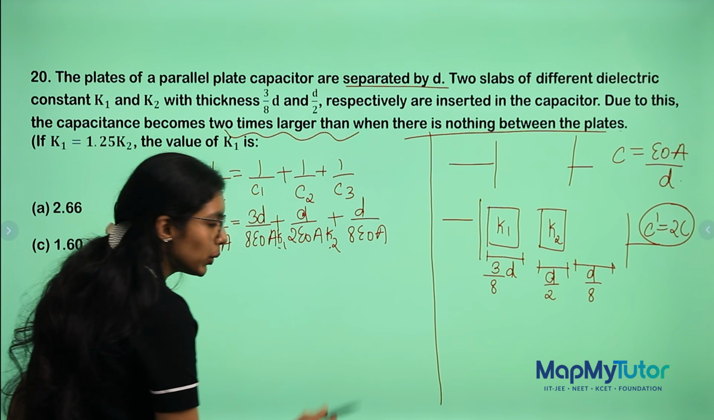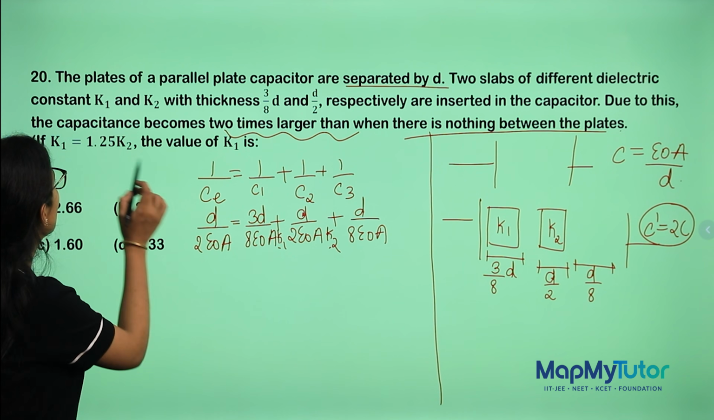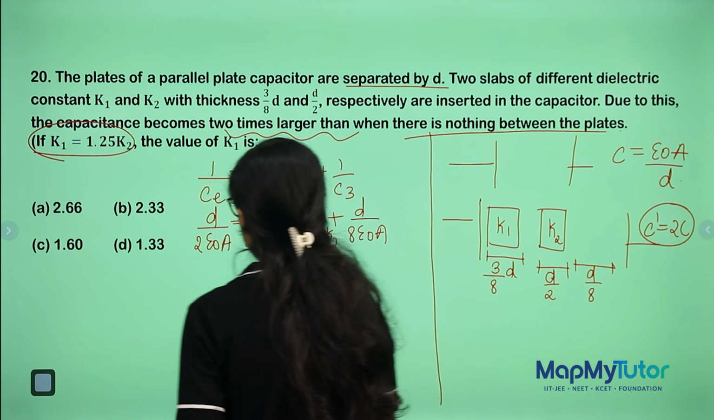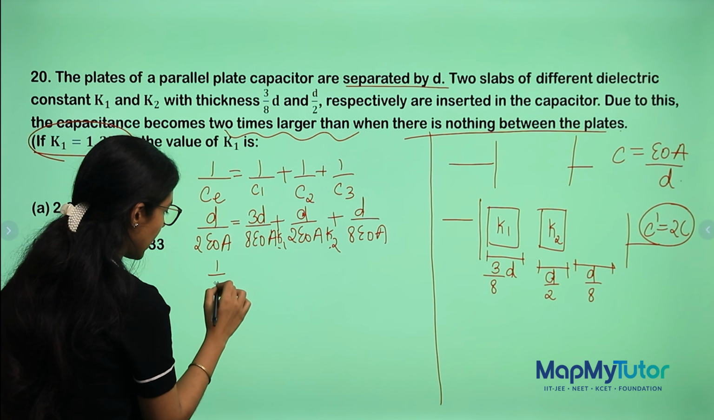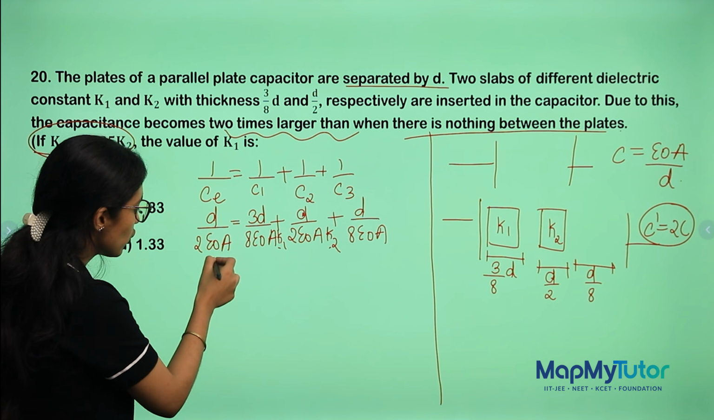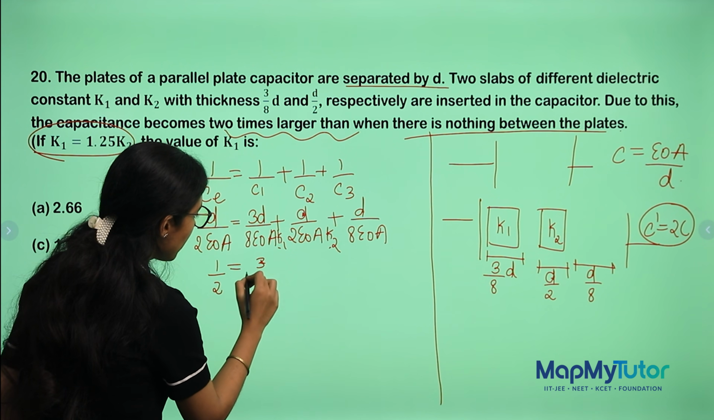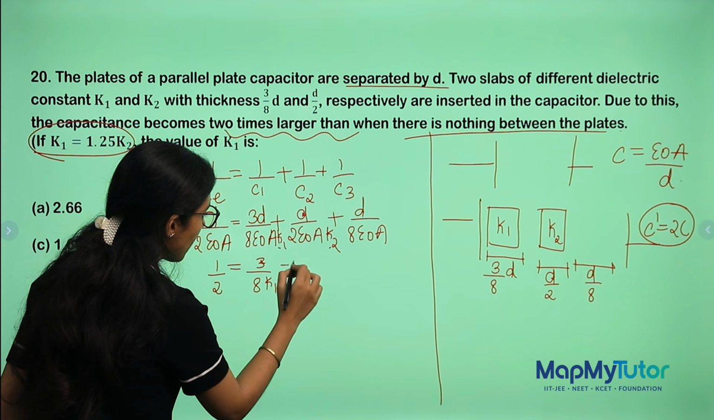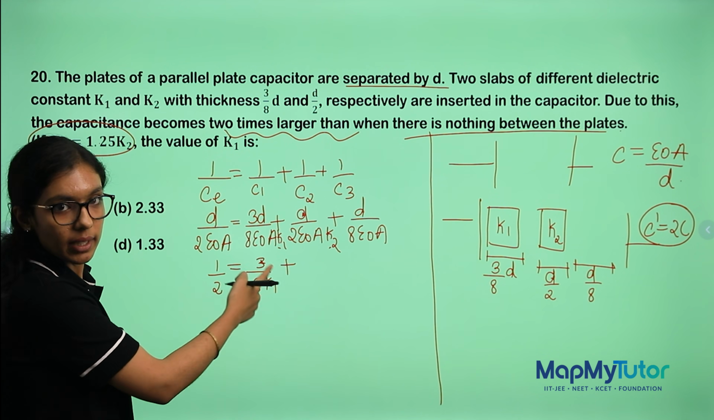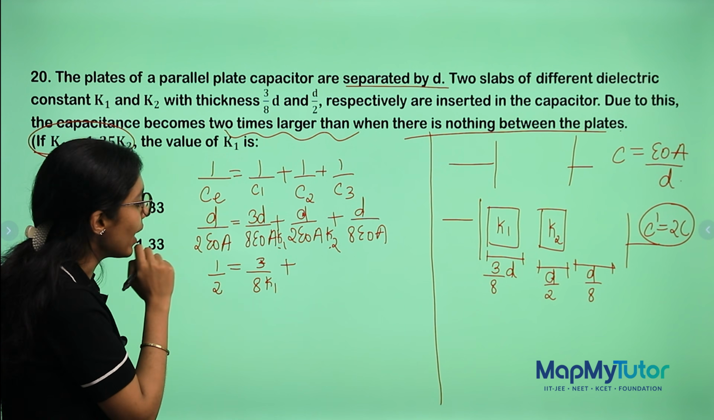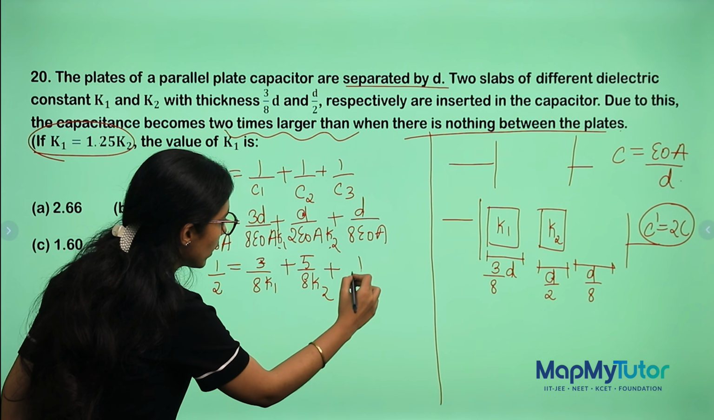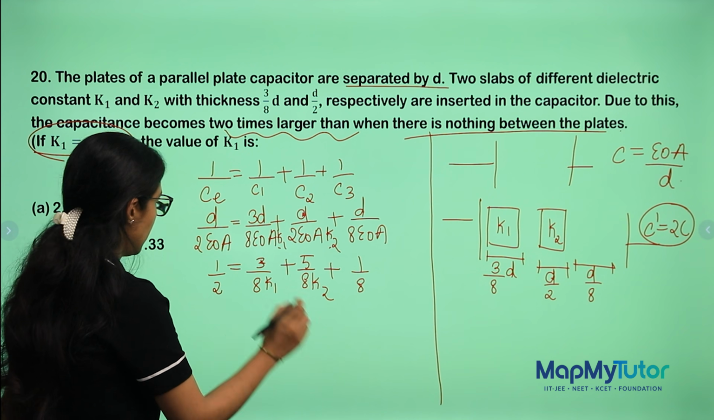Now I have K1 and K2 here, so obviously I cannot solve. But the relation is given to be K1 equals 1.25 K2. So I'm going to substitute that here and cancel out whatever I can. D by epsilon naught A will go in all the equations. So 1 by 2 equals 3 by 8 K1 plus, if I convert the decimal into a fraction, 5 by 8 K2 plus 1 by 8. Now solve this again.